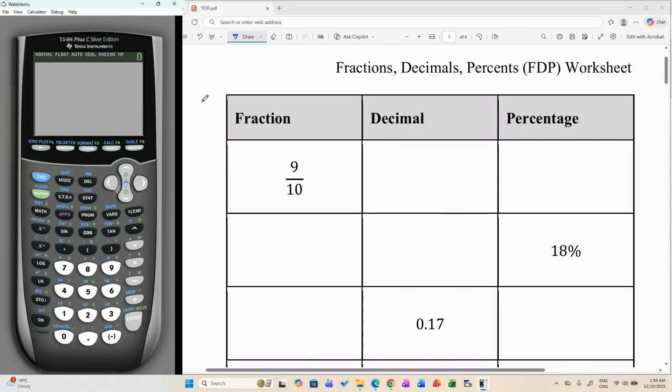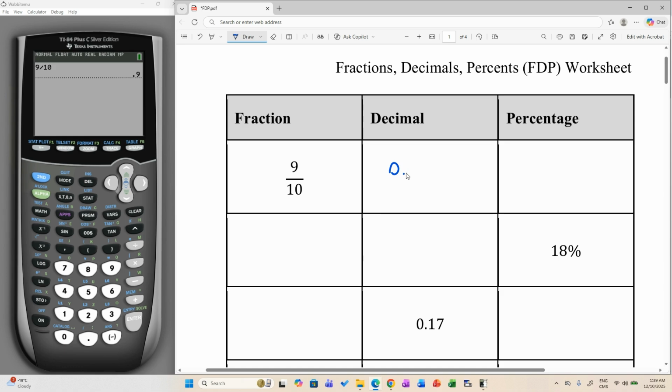Hi class, in this video I'm going to talk about how to convert between fractions, decimals, and percent using a calculator. So to start, let's say I have a fraction which is 9 over 10. To change this fraction to a decimal, all I have to do is take the numerator, which is 9, and divide it by the denominator, which is 10. So 9 divided by 10, and I get an answer of 0.9. So my decimal is going to be 0.9 for 9 over 10.